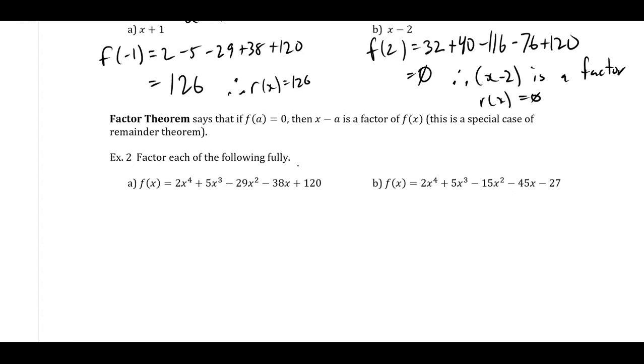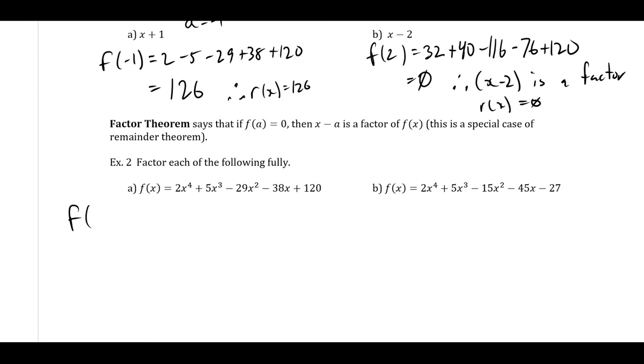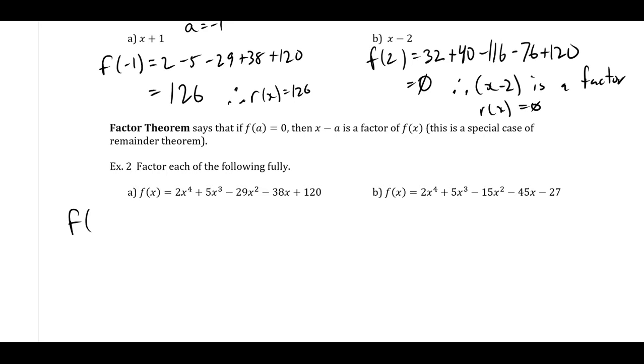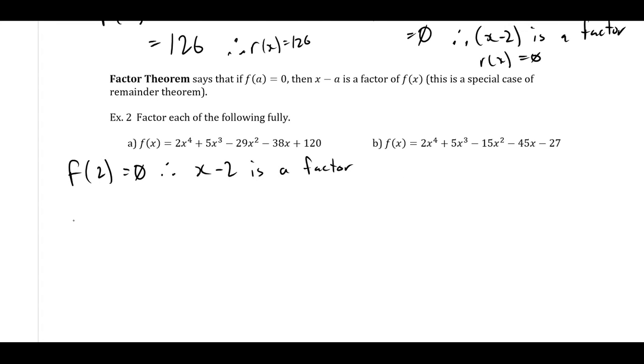Okay, so let's try this first one. We're looking for a factor, and you want to start with the easiest ones and then work up. So try 1, try -1, try 2, try -2, and so on. This is the same question as we just did above, so we already know that 1 and -1 don't work, but 2 works. So f at 2 is 0, which means x minus 2 is a factor. And so we are going to go ahead and factor using synthetic division.